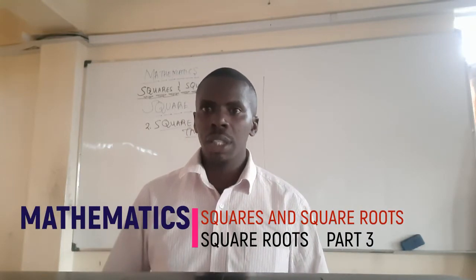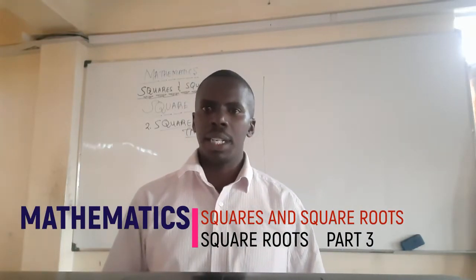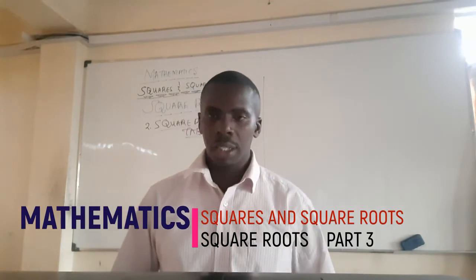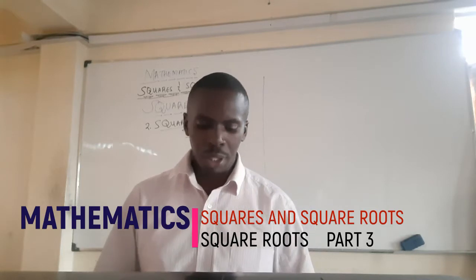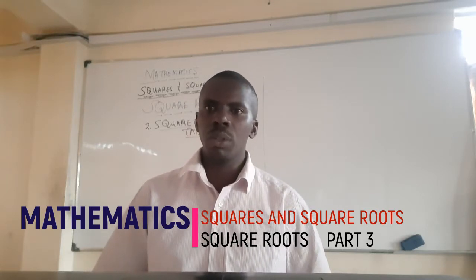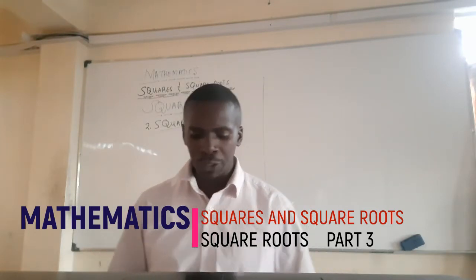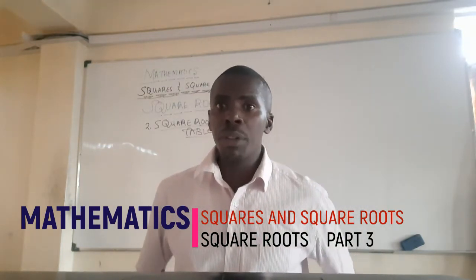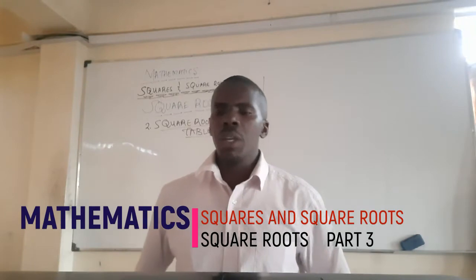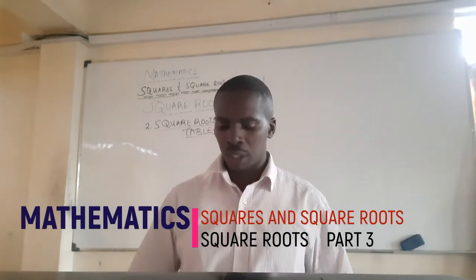We are continuing on the topic squares and square roots, and we are looking at the last part on this topic, which is now the square root using tables. So we need to understand one thing: when we talk about the square root of numbers, we have two tables of square roots.